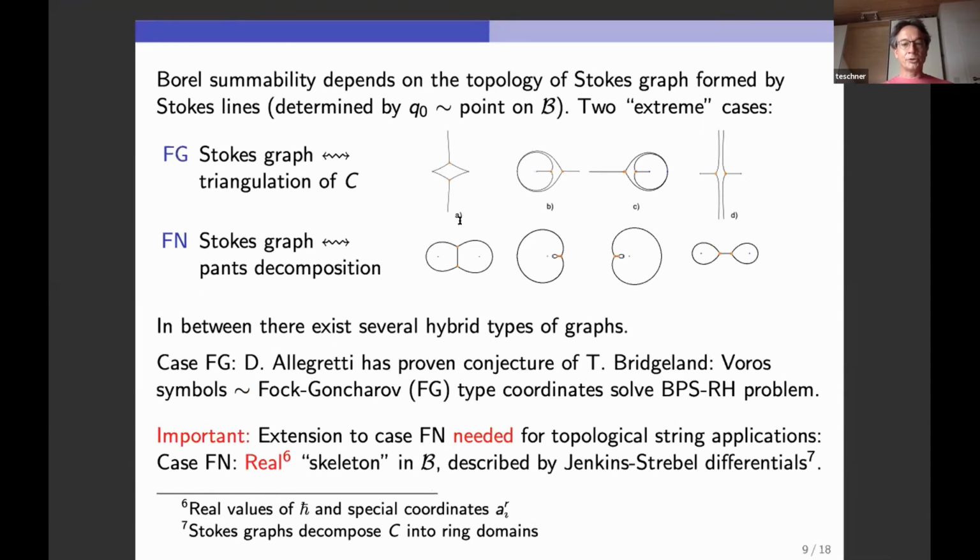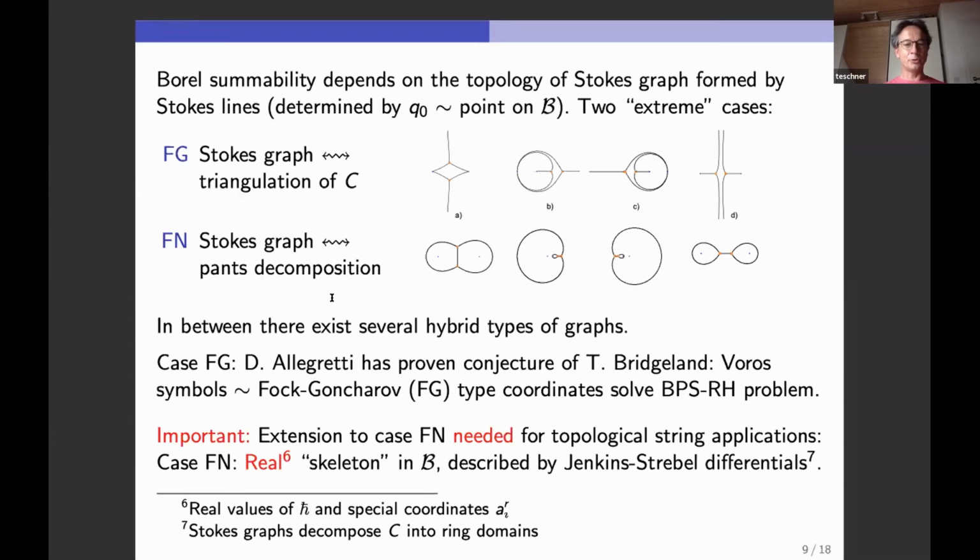For a special choice of the quadratic differentials, you can have another type of Stokes graph, which has basically only saddle connections, that is, Stokes lines starting and ending at the branch points. And what they define, if you have a more general situation with a Riemann surface, is a pants decomposition of that Riemann surface. So you have these two cases of triangulations and pants decompositions.